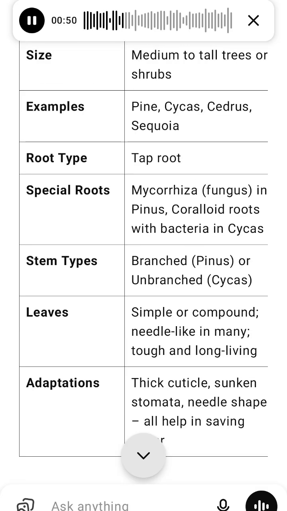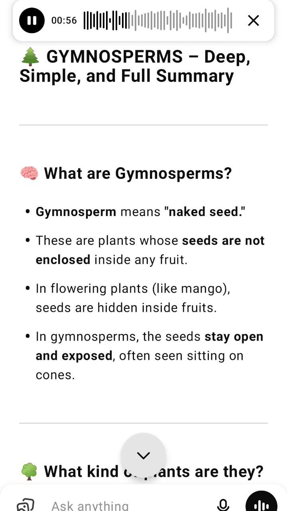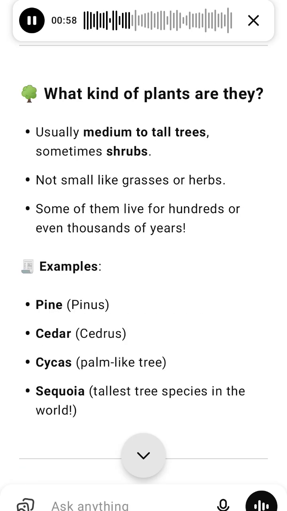In conifers, like pine, leaves are thin and needle-like to reduce water loss, covered with thick waxy layer, cuticle, for protection. Stomata, tiny breathing holes, are sunken to stop too much water from escaping. These features help gymnosperms survive in cold, dry, or windy places.